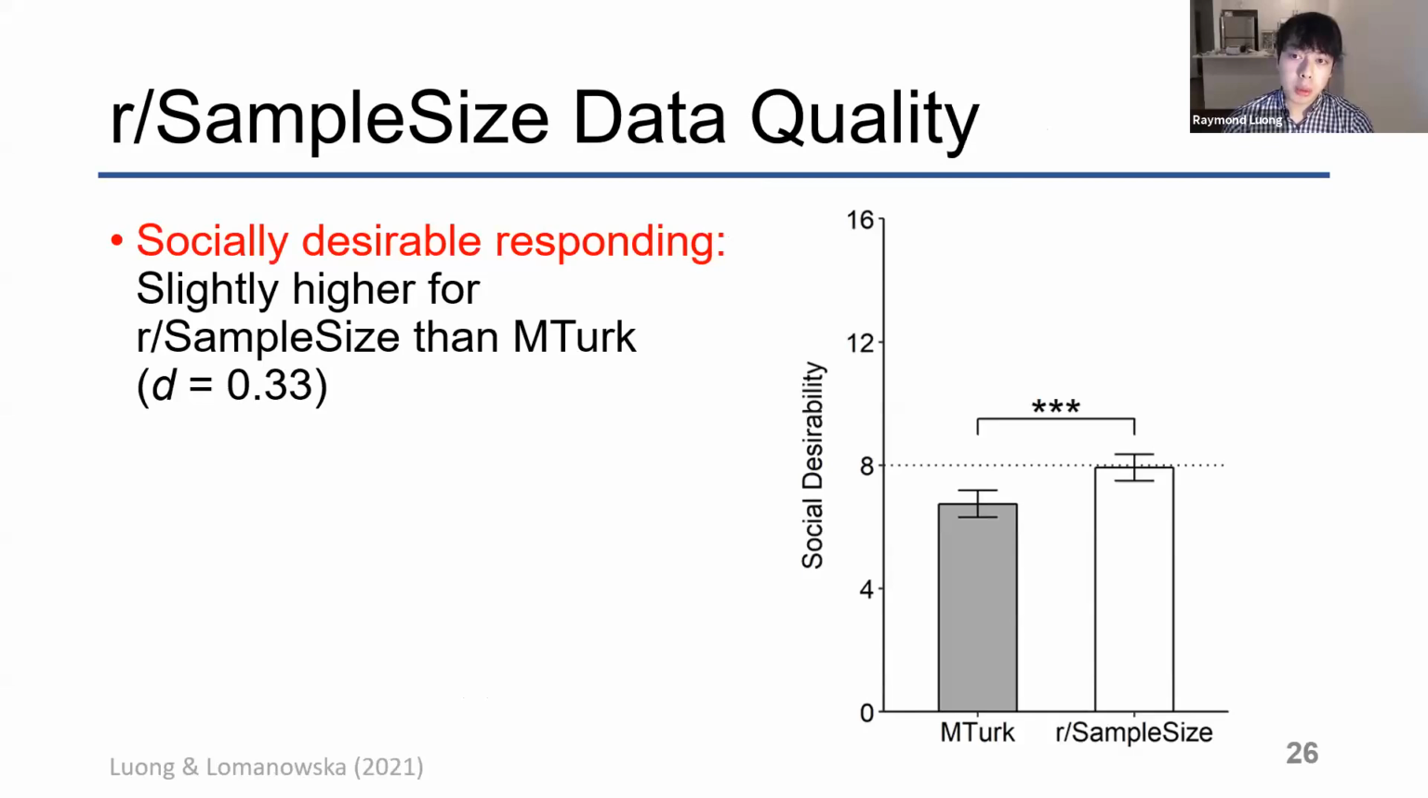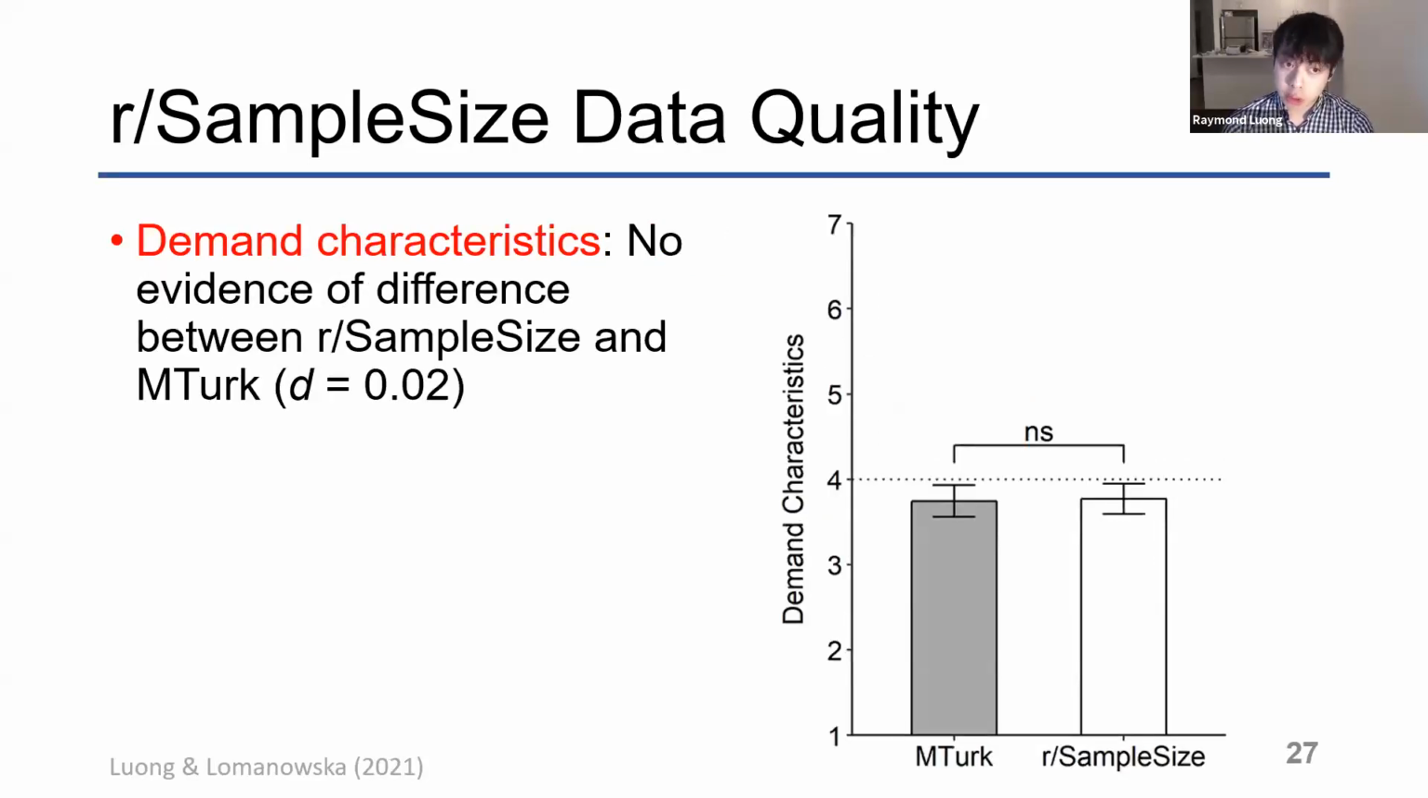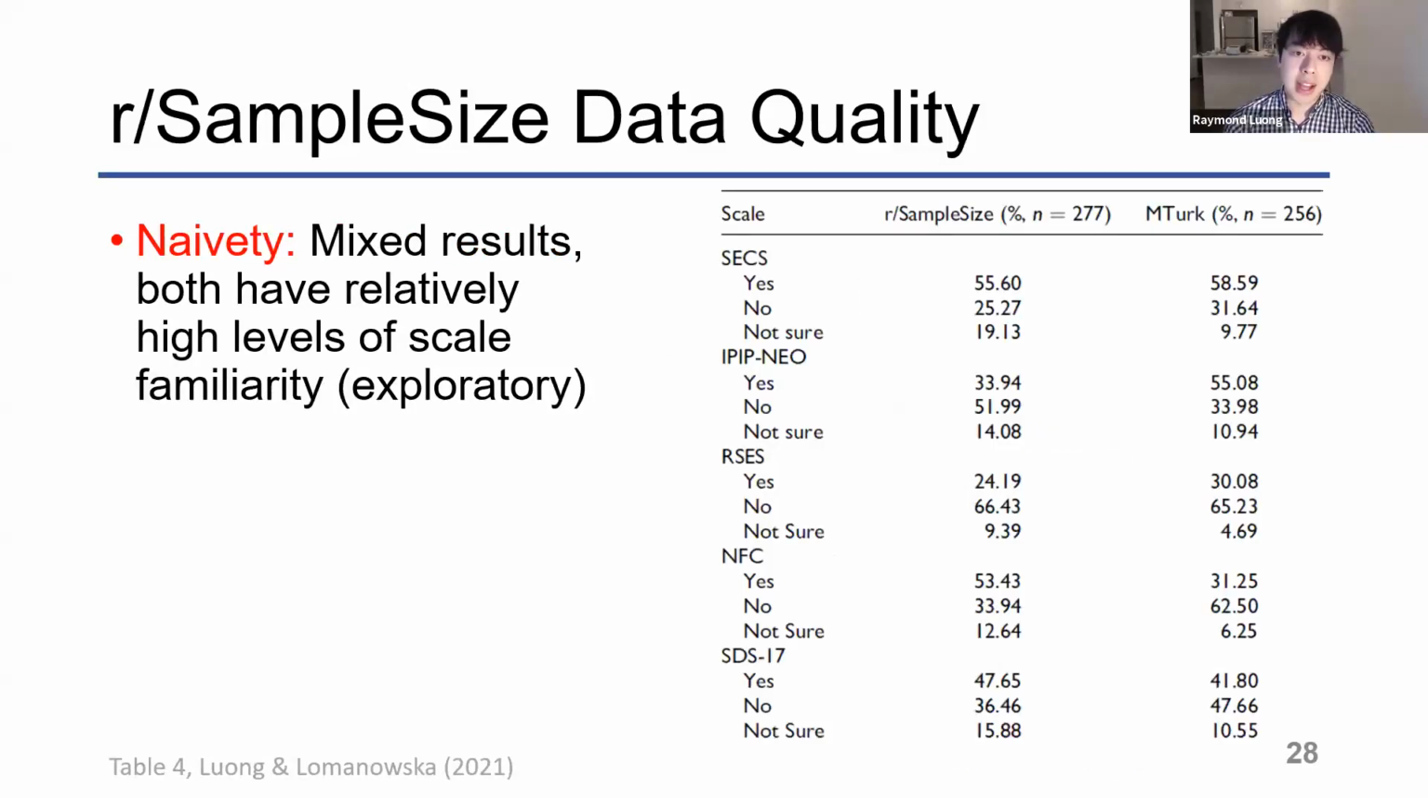So in terms of data quality, there were several things that we measured, using multiple approaches. First, we measured socially desirable responding, which we found was actually slightly higher in Sample Size than MTurk. We measured demand characteristics using a scale and their confidence in what they thought about the hypothesis, and we found no evidence of any difference between Sample Size and MTurk. And in terms of participant naivety, which has been discussed in detail about MTurk and other pools before, we found mixed results, but we would say that both of them have high levels of scale familiarity, although we acknowledge that this is an exploratory analysis.